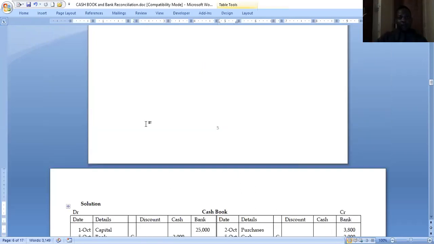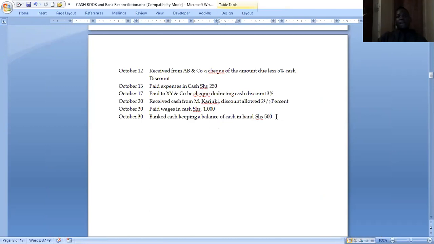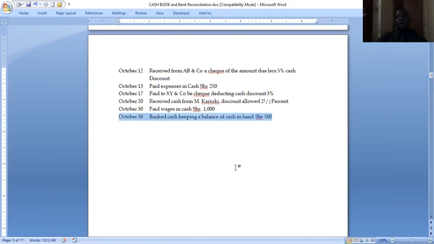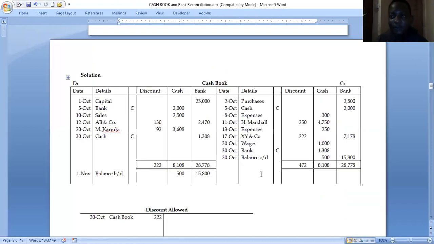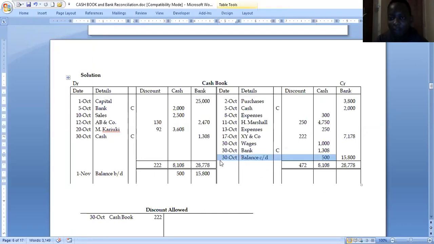Then the last transaction: banked cash, keeping a balance of cash in hand of 500 shillings. This will be a bit complicated. I hope we are doing it manually on our board, but anyway, we can easily see. We banked cash so as to be left with a balance of cash in hand of 500. So this will be another contra entry.